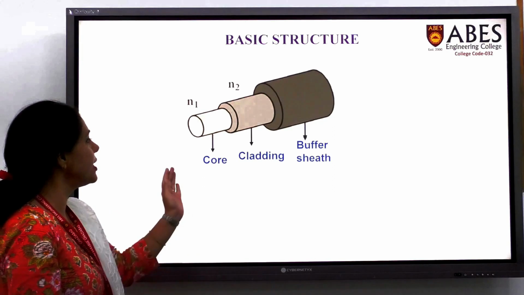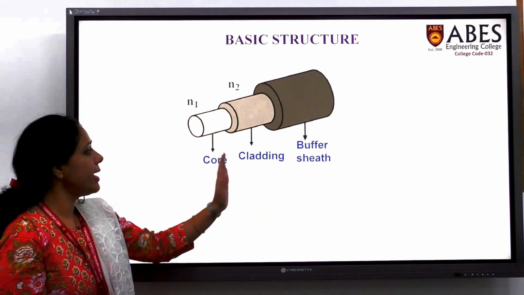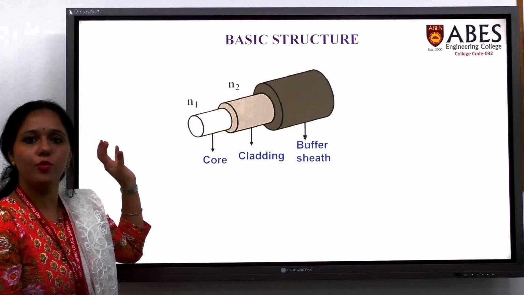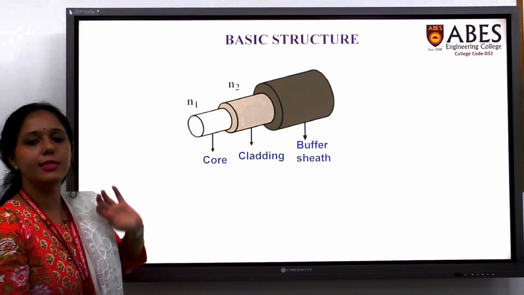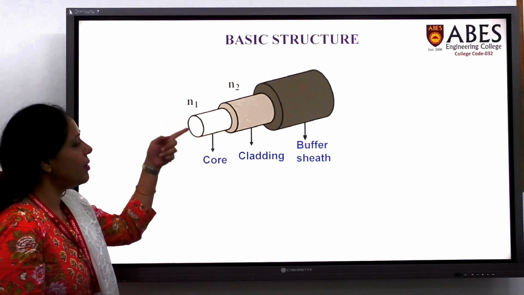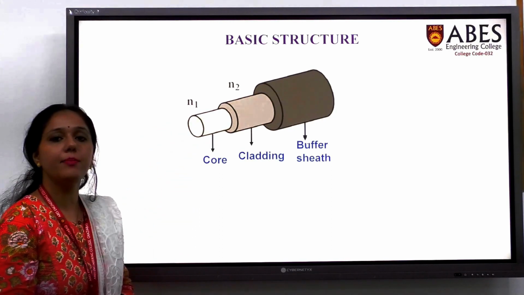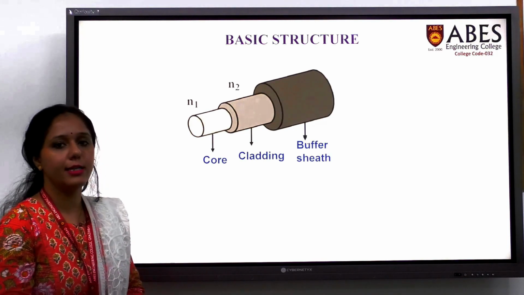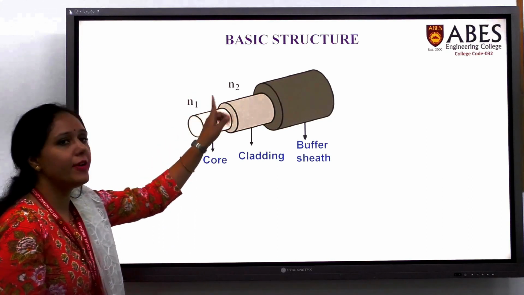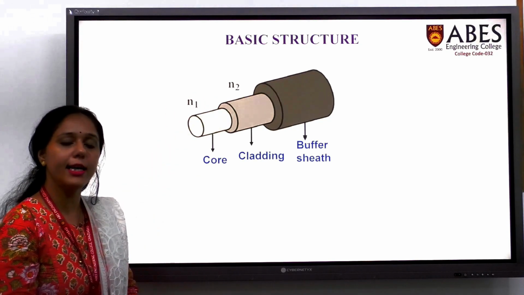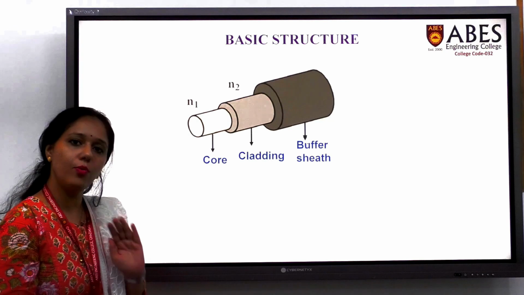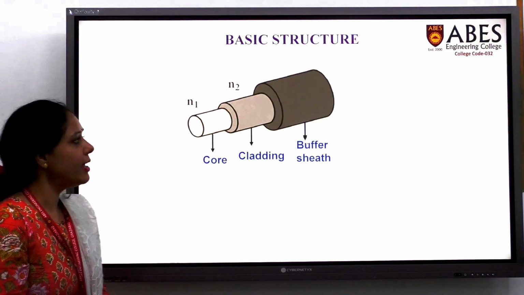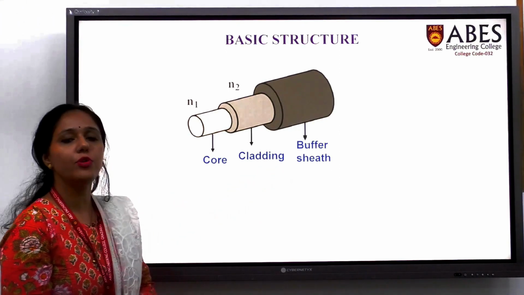So what are the roles of these three layers? Core and cladding: inside the core, the ray enters, whatever data we have to communicate. The light ray enters inside it, and the light ray propagates inside it by the principle of total internal reflection. The very important point is that N1 will always be greater than N2. Only in that case will TIR work, and only then will we be able to communicate the data.